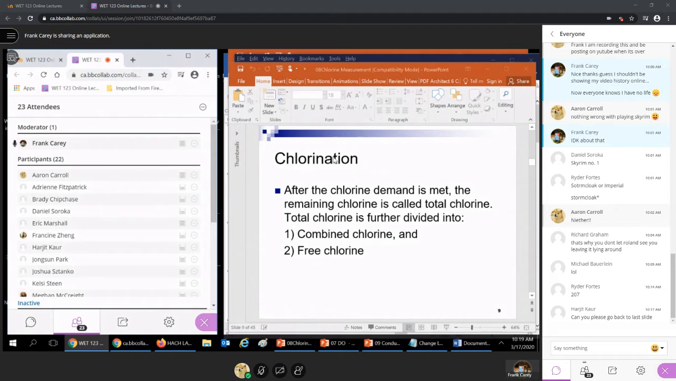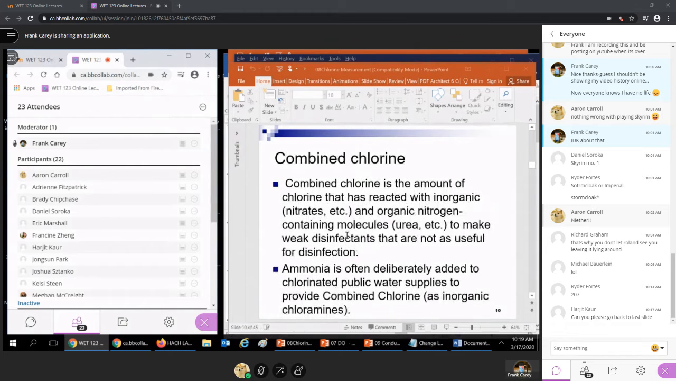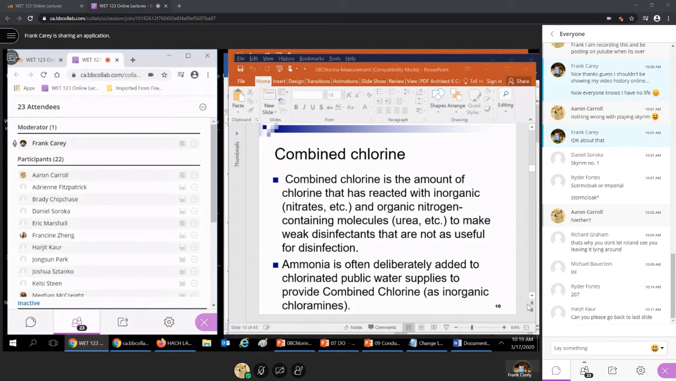So chlorination consists of two types of chlorine, really, the combined chlorine and the free chlorine. Combined chlorine is the amount of chlorine that has reacted with the inorganics and organics. And quite often in water systems with pure water, they will actually add organics into the water just to have some combined chlorine.